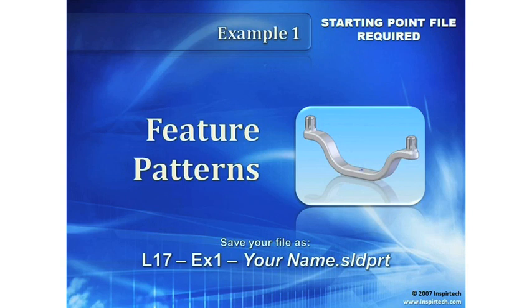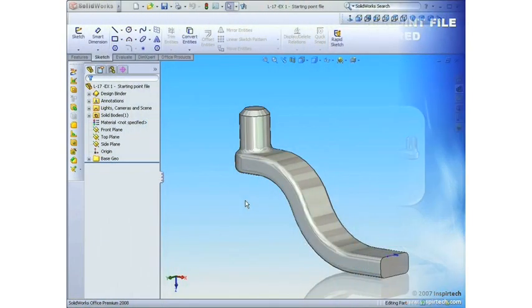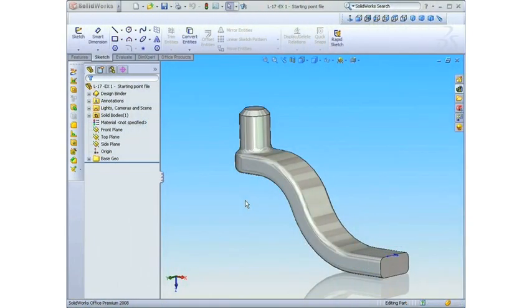This is example 1 for the feature patterns lesson. A starting point file is required. To begin this example, I've started by opening my starting point file, and I've gone ahead and saved it in my own personal working directory. Now once I've done that, I can begin creating my feature patterns.